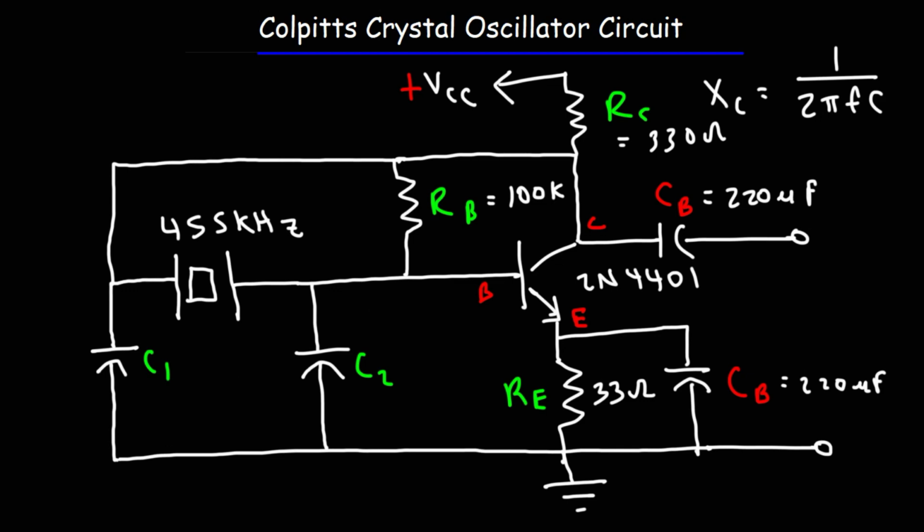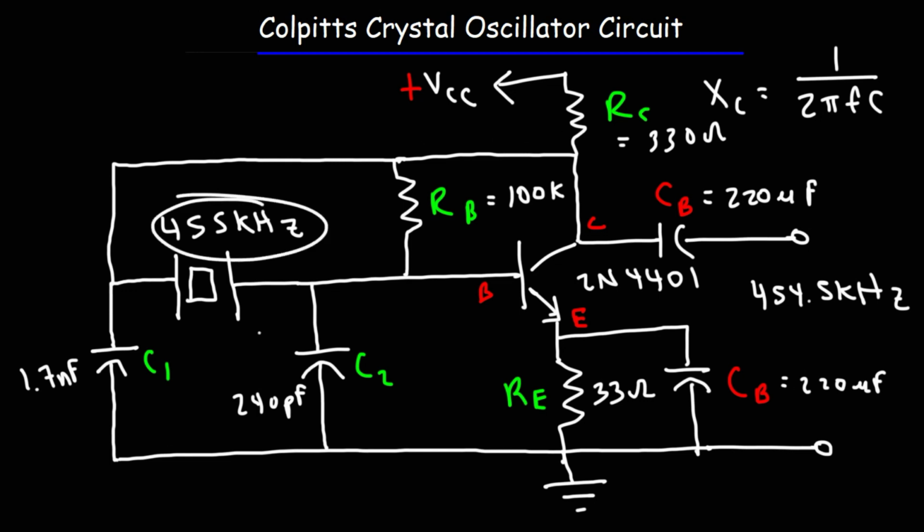Now for C1 and C2, during one specific trial, I used a 1.7 nanofarad capacitor for C1 and a 240 picofarad capacitor for C2. And then the output frequency measured was 454.5 kilohertz. Now C1 and C2 do affect the operating frequency of the circuit, but not by much. For the most part, the frequency is close to 450 kilohertz. It can vary a bit, but it's very close to the ceramic oscillator frequency.